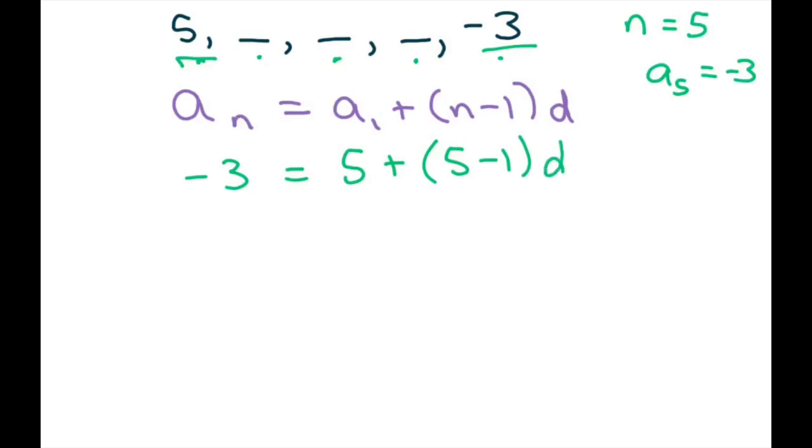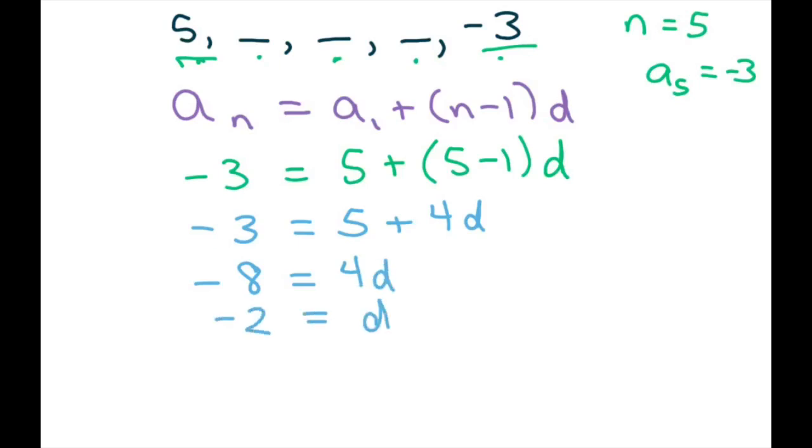And what we're looking for is our d. So we're going to solve for d and then just add it here. So we have negative 3 equals 5 plus 4d. Now subtract 5 from both sides, you get negative 8 equals 4d. So solving for d, we get d equals negative 2. Divide both sides by 4.